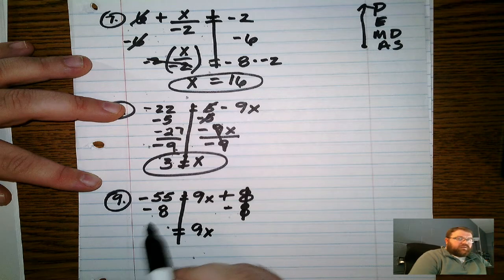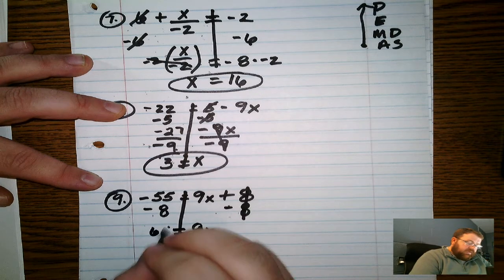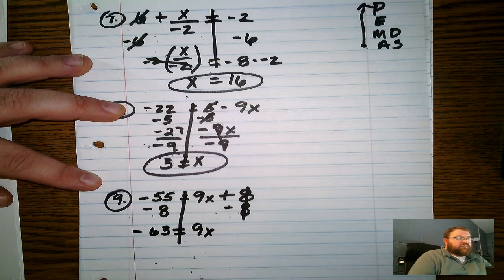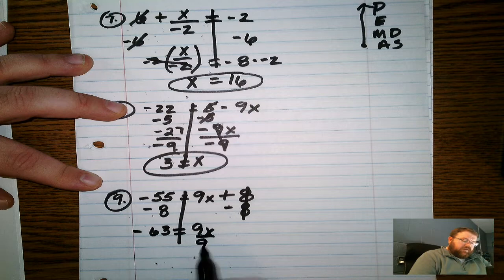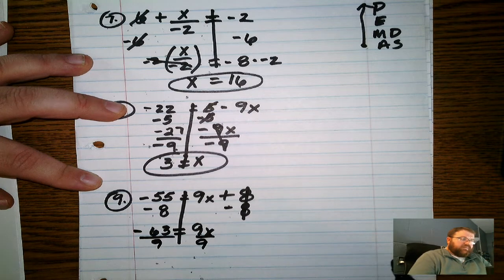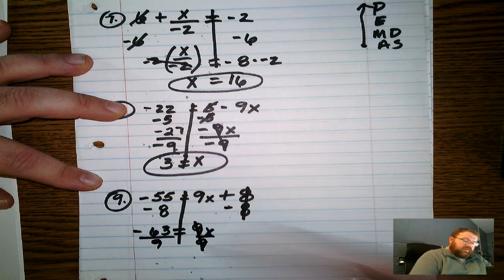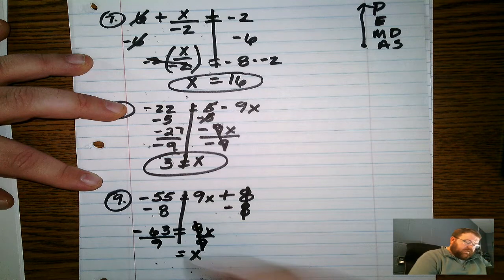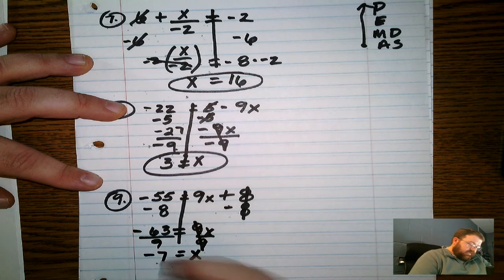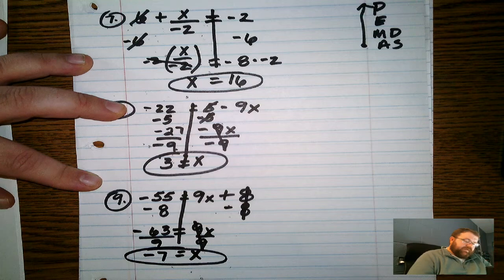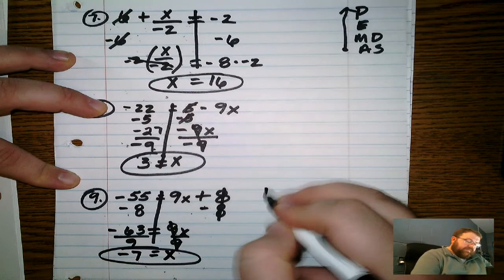This is same sign, so you're going to add them together, which is 63. Keep the sign, which is negative. The 9 is trying to multiply x. Opposite of that is to divide both sides by 9. 9 divided by 9 is 1. So x is equal to negative 7. Number 10.